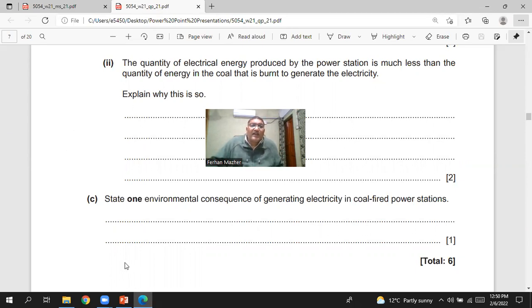So let me show you my answer. Okay, let's discuss the second environmental consequence of generating electricity in the coal-fired power station. In the coal-fired power station, carbon dioxide is produced when the combustion of the coal takes place. That carbon dioxide is a greenhouse gas, and it produces the greenhouse effect, and that adds to global warming. So let's have a look at my answers.